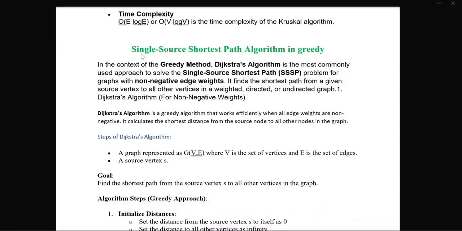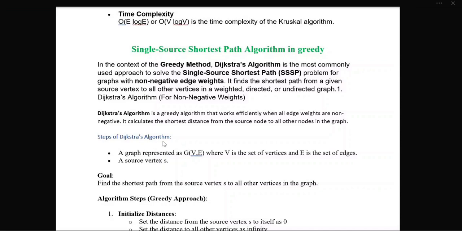Now let us see the single source shortest path algorithm in greedy. In the context of the greedy method, Dijkstra's algorithm is the most commonly used approach to solve the single source shortest path problem for graphs with non-negative edge weights. It finds the shortest path from a given source vertex to all other vertices in a weighted, directed or undirected graph. So Dijkstra's algorithm for non-negative weights, let us see. Dijkstra's algorithm is a greedy algorithm that works efficiently when all the edge weights are non-negative. It calculates the shortest distance from the source node to all other nodes in the graph.